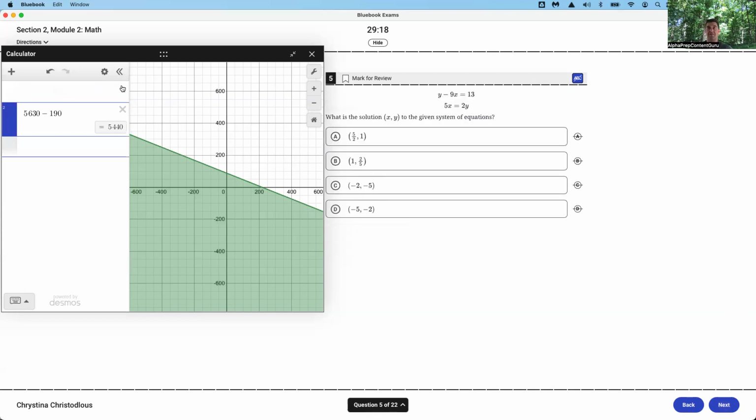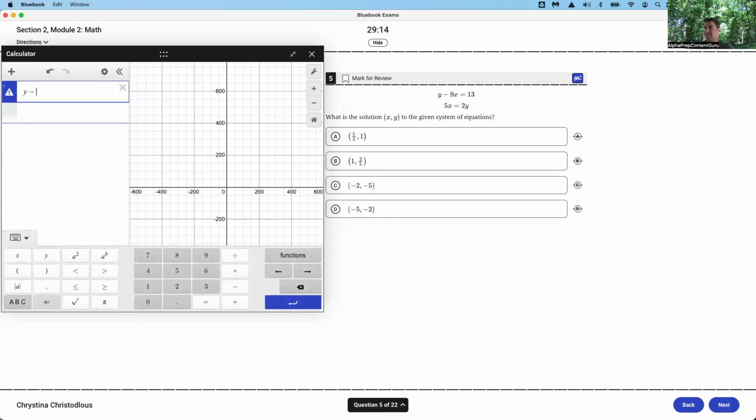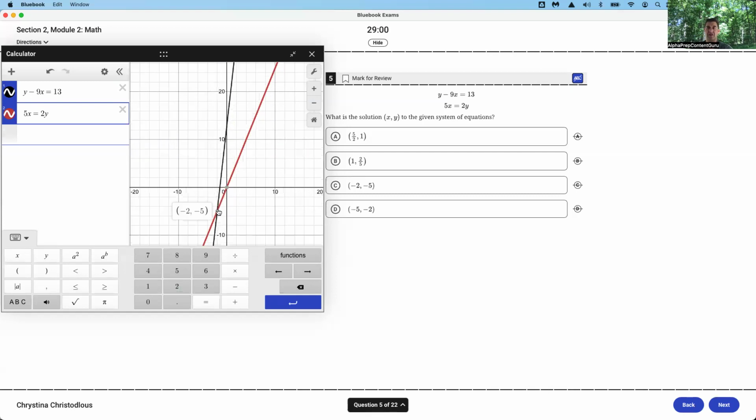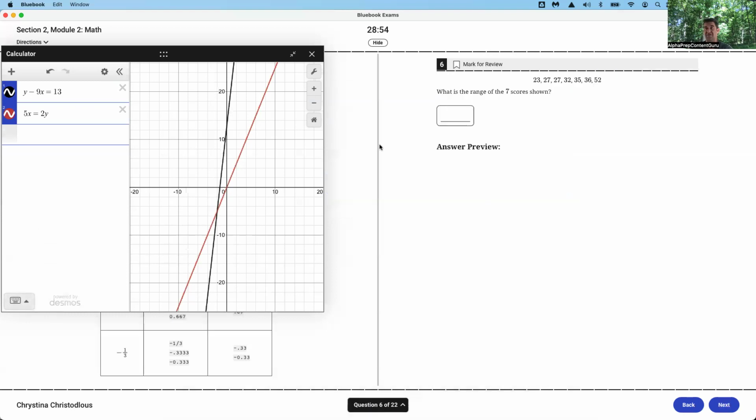Let's keep acing. I mean, this is just a system of equations. So anytime you see a system of equations, you immediately just want to roll right into putting them both in. Only makes sense. In this case, you can see that they cross each other. We don't know where yet, so we'll zoom in. And then we'll click on the grayed out where they cross. -2, -5, the answer is C. That was way too easy. It's supposed to be a hard module.